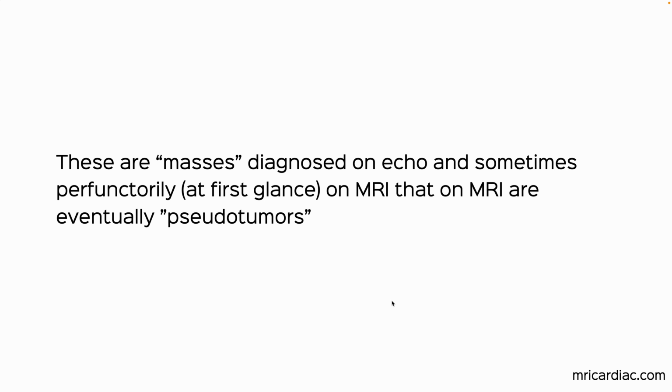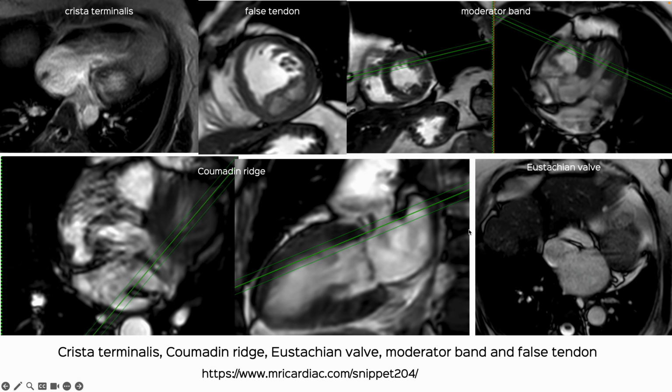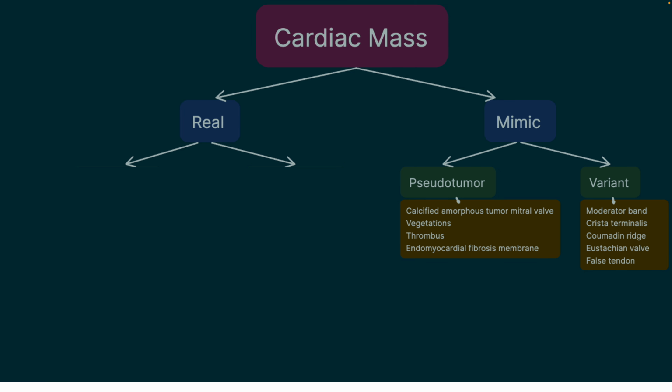So, what are pseudotumors? Pseudotumors are masses diagnosed on echo that sometimes, even on MR, may look like masses, but are eventually pseudotumors. And so, if you see this flow chart that I had made, we're still on the right side here. We finished variants and we're now going to look at pseudotumors. The variants, as I'd mentioned last time, are crista terminalis, false tendon, moderator band, Coumadin ridge, and the eustachian valve. So let's run through the pseudotumors.